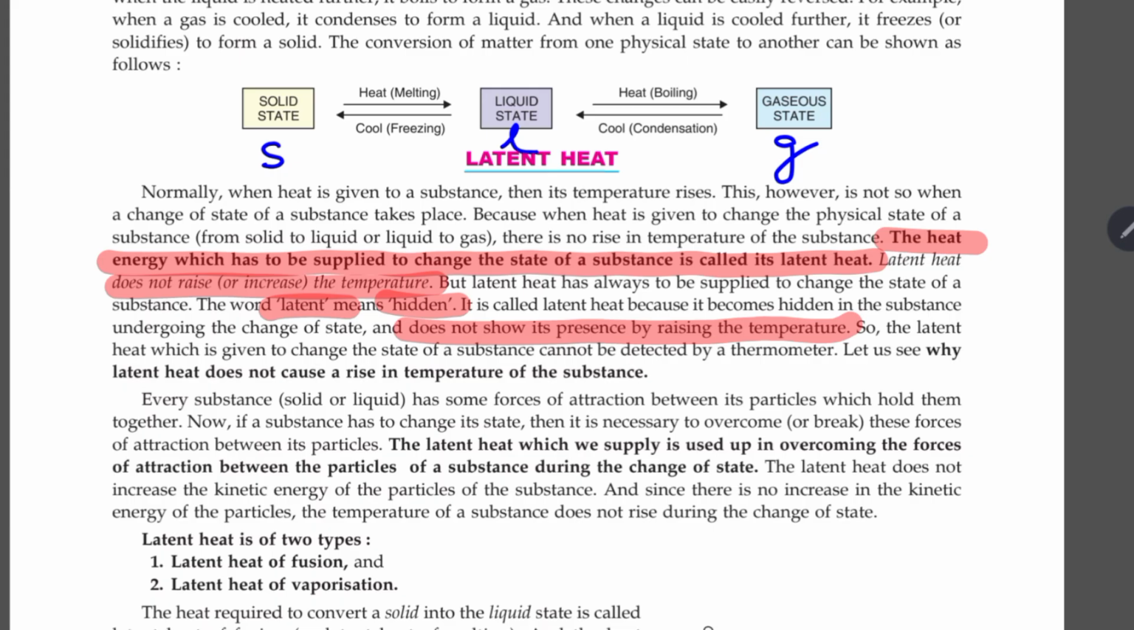It goes to overcome the forces of attraction between the particles. So where does it go? The latent heat which we supply is used in overcoming the forces of attraction between the particles of a substance during the change of state. So that is why latent heat does not cause a rise in temperature of the substance.